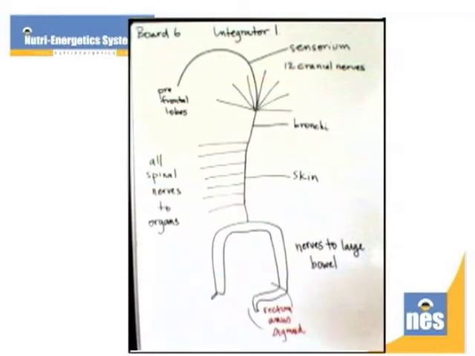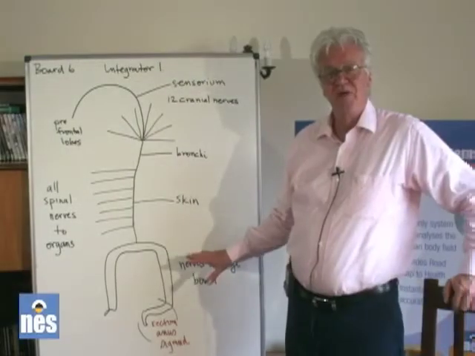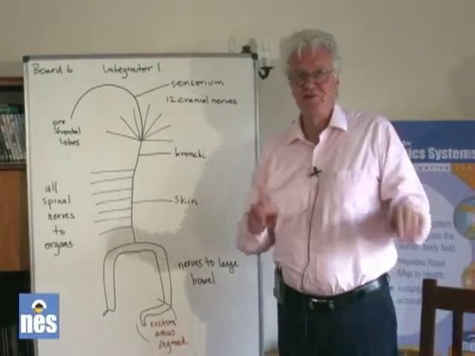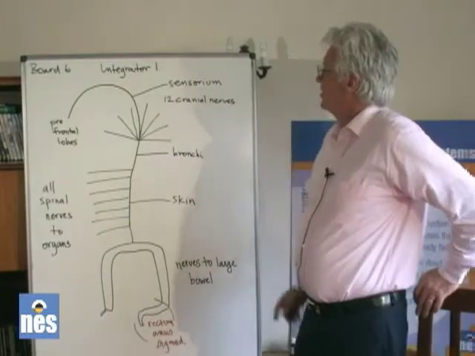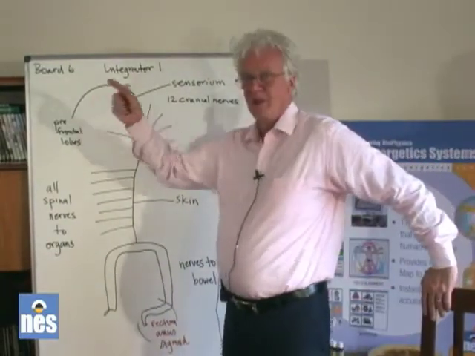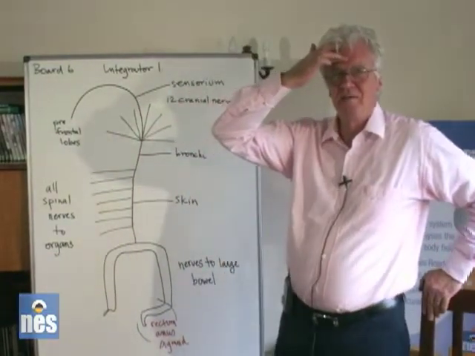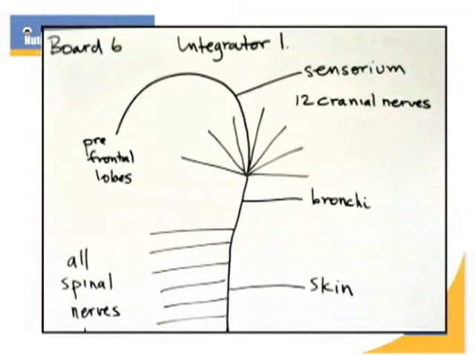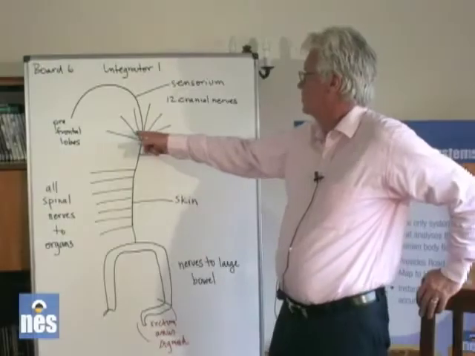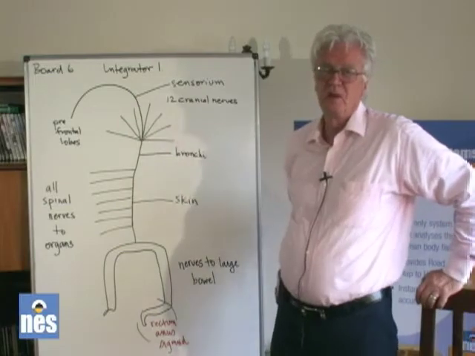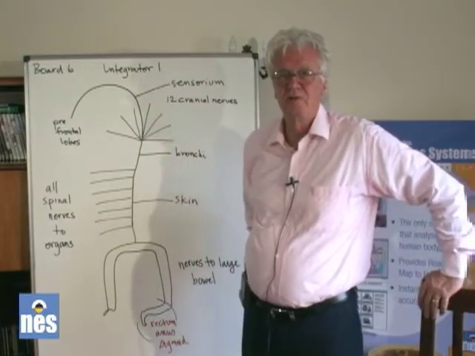Mind map for integrator one. This is all you need to have in your little brain. You can even do a flashcard to remind you. Prefrontal lobes, very front part of the brain here. The sensorium, that's all of the bits of sensory cortex: eyes, ears, smell, touch, etc. 12 cranial nerves. They go wrong all the time, the chiropractor's way of earning a living.